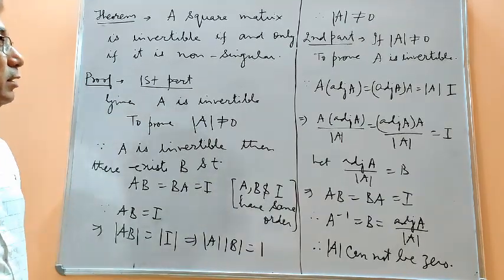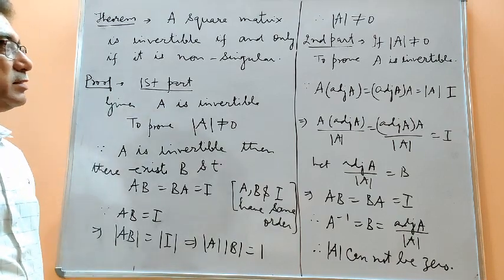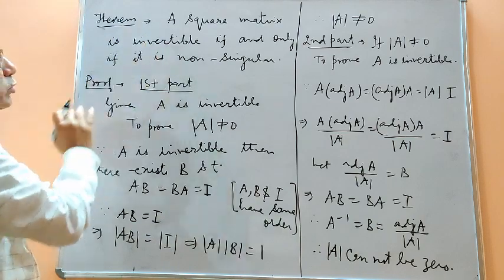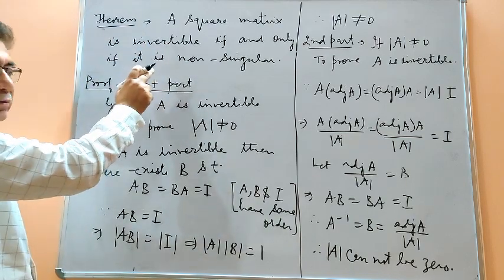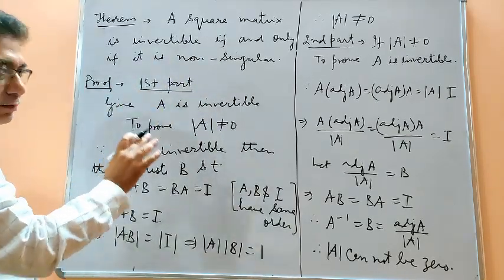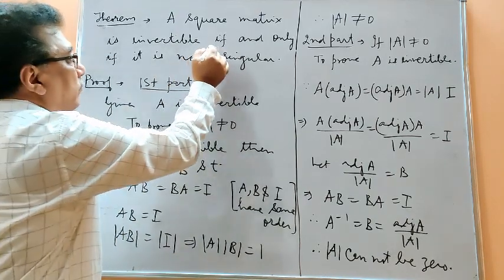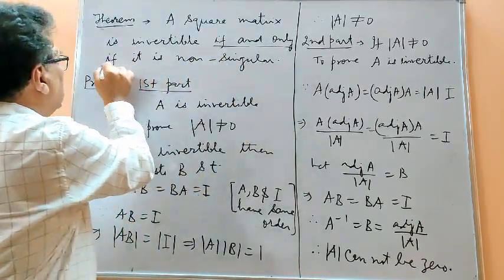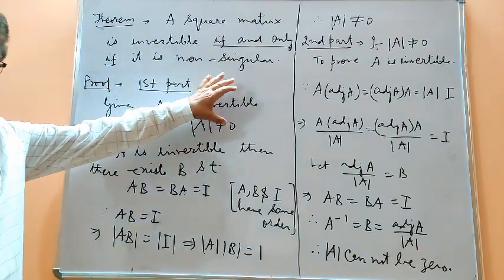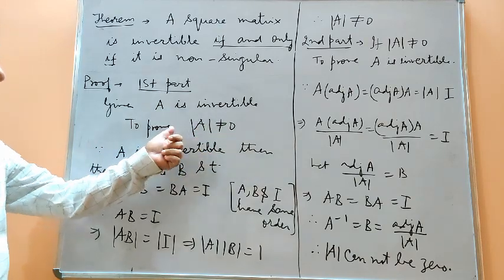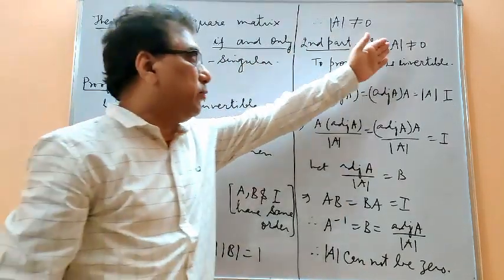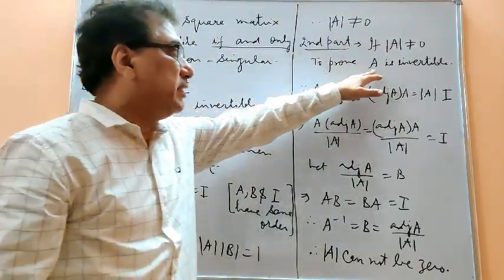Now this theorem will show why only non-singular matrices have their inverse. What is the statement of this theorem? A square matrix is invertible if and only if it is non-singular. So that I will be proving here. If and only if means it has two conditions. In the first, A is invertible, that means its inverse exists, then we have to prove that its determinant is not equal to 0. And in the second part, determinant A is not equal to 0, then we have to prove that A is invertible.